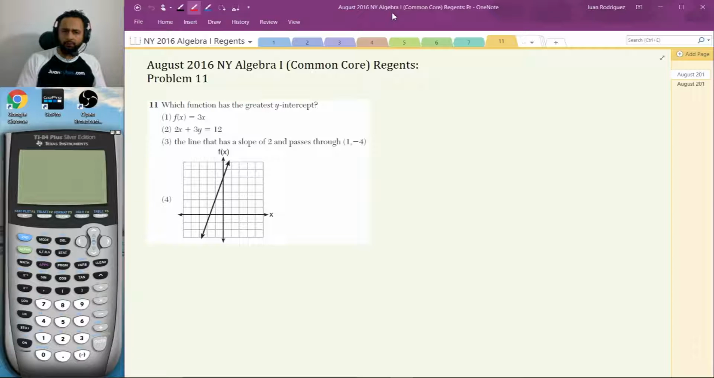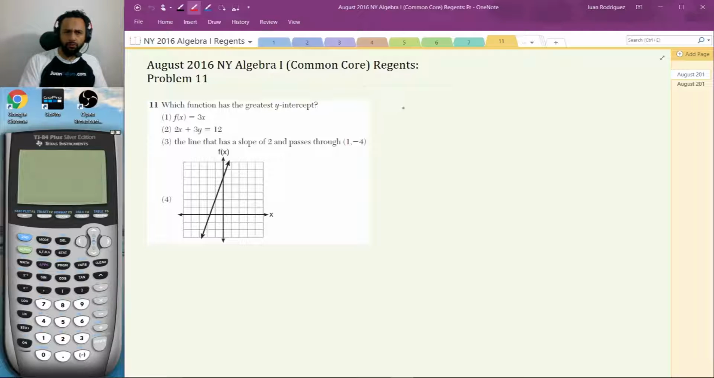So here's the problem. Which function has the greatest y-intercept? F of x equals 3x; 2x plus 3y equals 12; the line that has a slope of 2 and passes through the point (1, -4); or the graph shown in problem 4. Okay, so in this case, there's a few ways of doing that, and if you want to try the problem on your own, I recommend you pause the screen now.